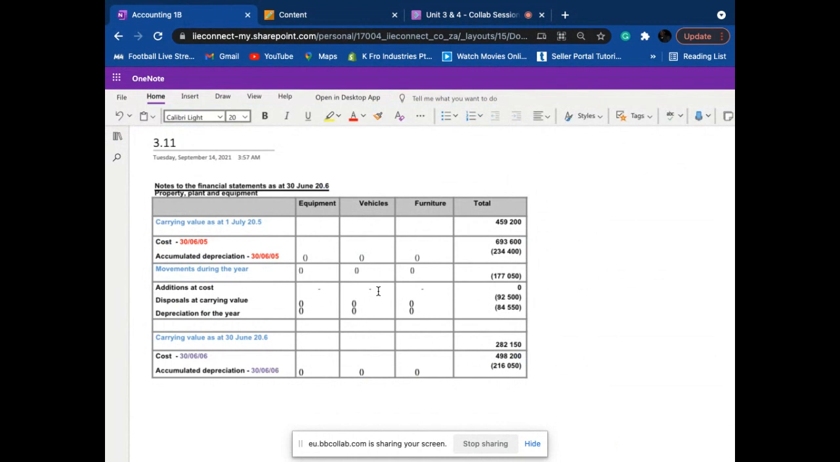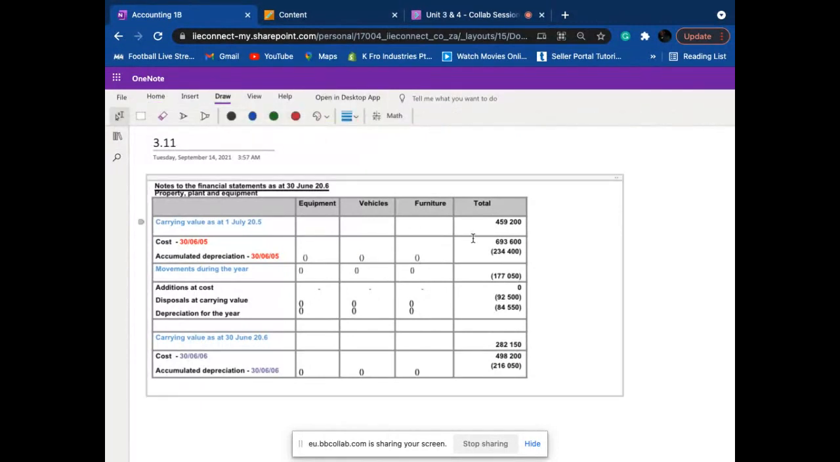It says prepare the note to the financial statements that shows the movements for property, plant, and equipment for the year ended 30 June 2006. Okay, right. So immediately, I'd advise that you then do your timeline.